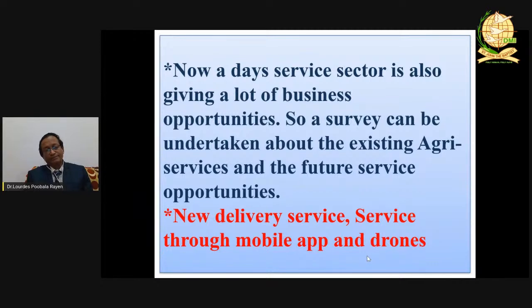All over the world, we are moving very fast from conventional marketing to online marketing. A lot of changes are taking place. We are visualizing a paradigm change, we are envisaging it, especially in the field of delivery. Therefore, we need to study the existing delivery system and the new delivery system we can introduce in order to market our products.